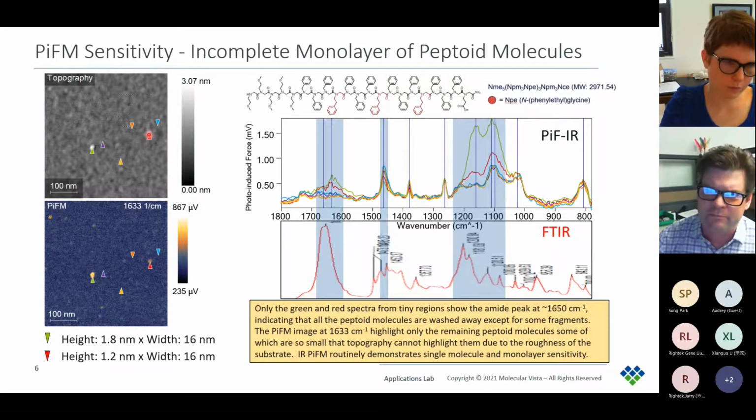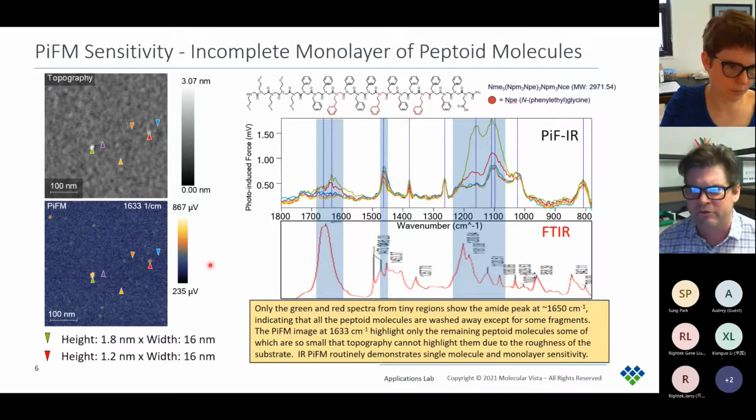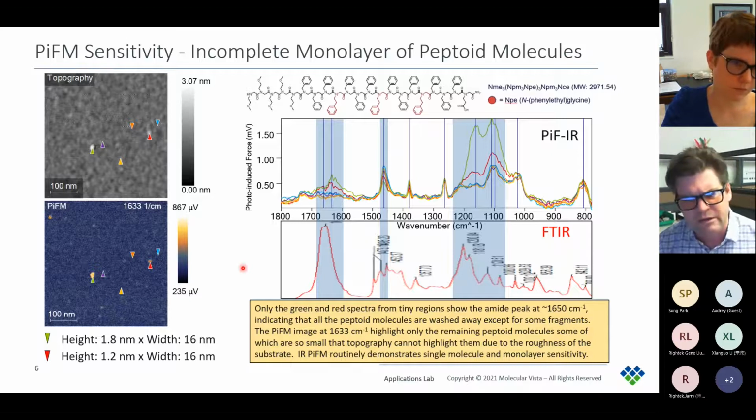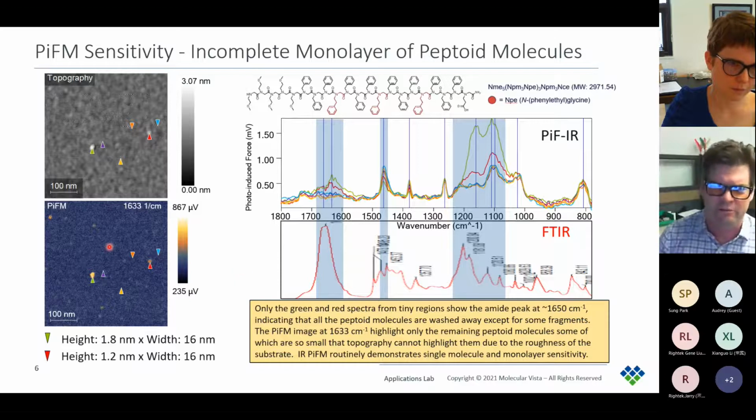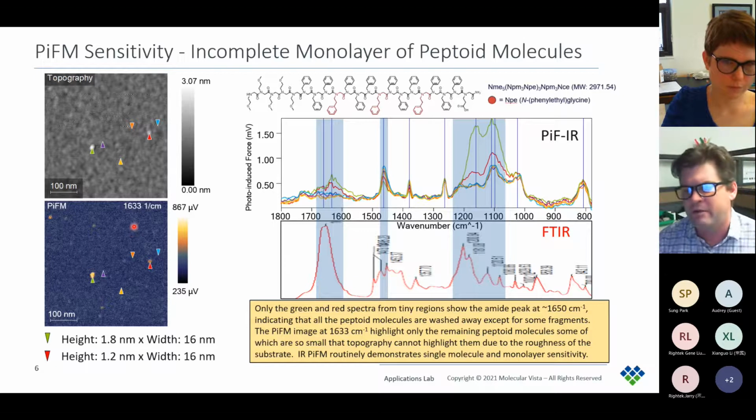It was quite interesting because we start looking at their topography and the PIFM results. We know there's going to be an absorption event around 1633, an amide type protein measurement. And we were dumbfounded because we basically weren't seeing much at all. We said, well, we don't really see your molecules. It's supposed to be a uniform sheet based on the predictions from the group. But we started to identify small little islands that were lighting up in the PIFM.